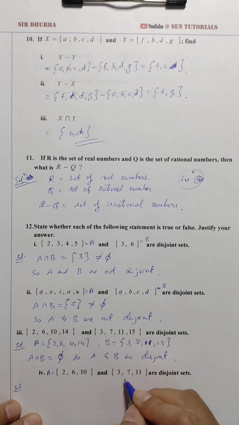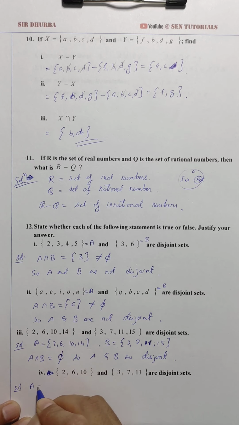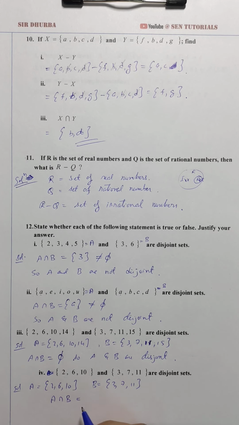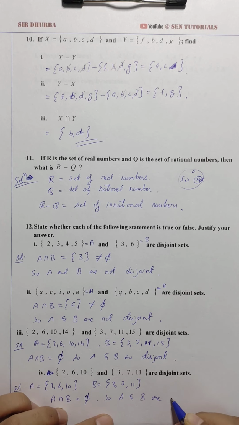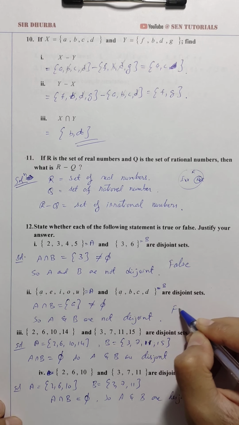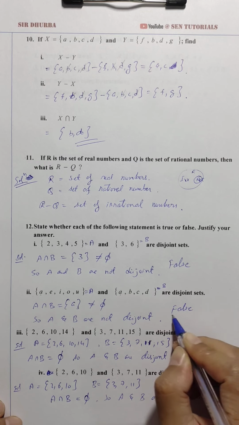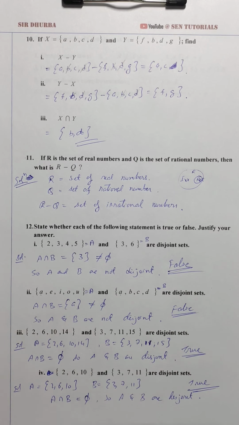What about this one? This one I will be lazy. Chalo. Let me just write down 2, 6, 10. Set B 3, 7, 11. A intersection B. Any common elements? 2, 6, 10, 3, 7, 11. We don't have any common elements. So A and B are disjoint. So first one is false, second one is false, third one is true, fourth one is true. Okay, bas, that's it.